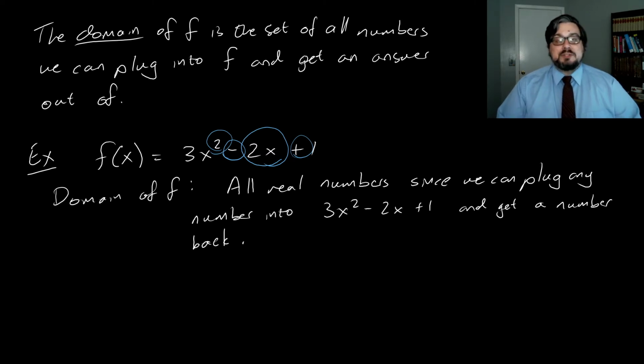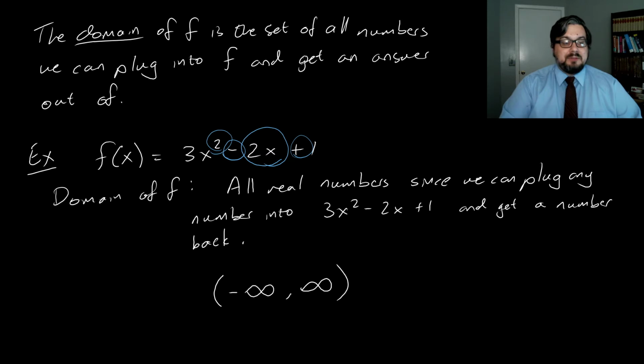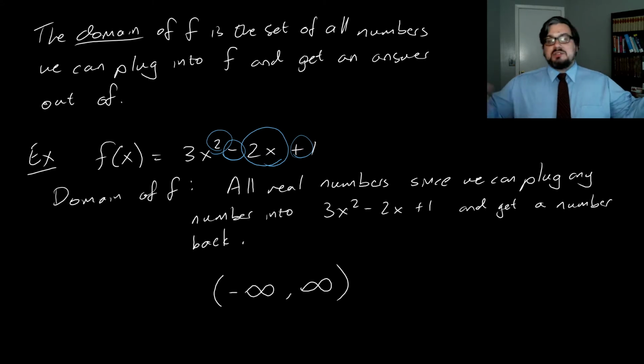So the domain of f is all real numbers. We will usually express this set as the interval from negative infinity to infinity. So this is the set of all real numbers. It has no lower bound, it has no upper bound, it includes everything on the real number line.